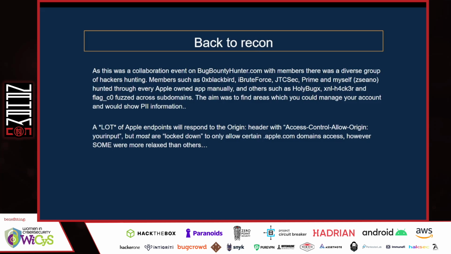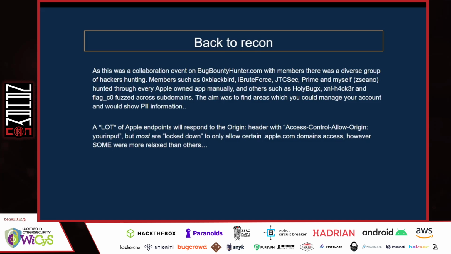So imagine you're on appstore.apple.com. All the API endpoints and things on there would only allow appstore.apple.com to access them. And the same with a lot of others. But some were a lot more relaxed than others. So imagine you're on music.apple.com and it would allow for music.apple.com as well as appstore.apple.com. So it wasn't just locked down to one domain.